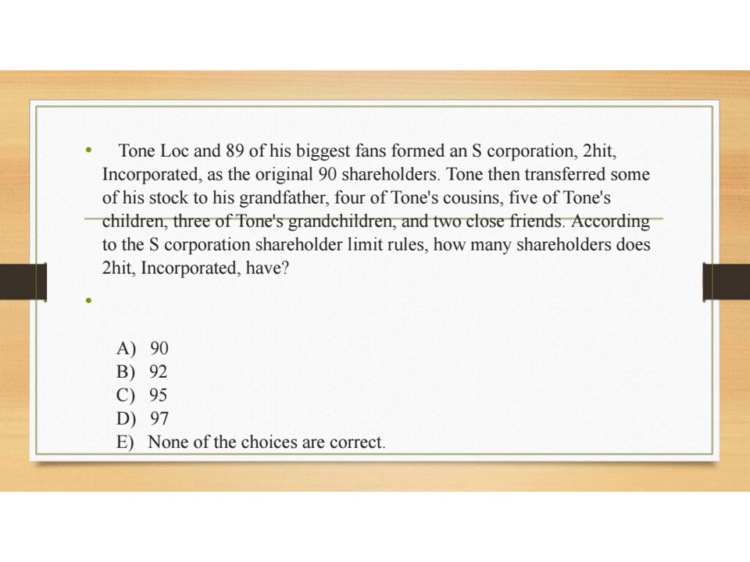So what do we know? Well, we know that initially we had Tone Loc and 89 of his biggest fans. Then Tone transfers to his grandfather, still his family, 4 of his cousins, still of his family, 5 of his children, 3 of his grandchildren, and 2 close friends. So originally we had 90. Now we have plus 2.